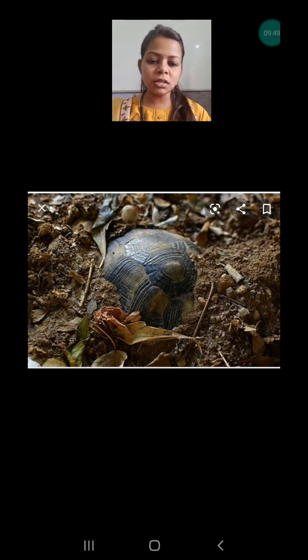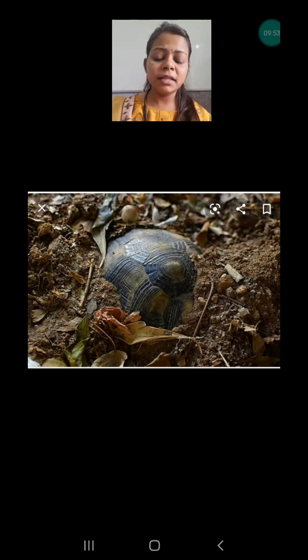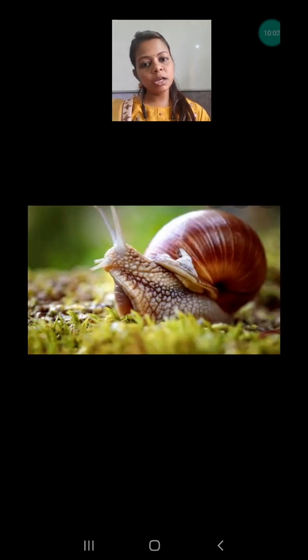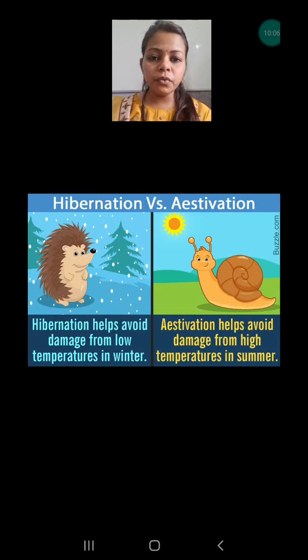Can you see this turtle? In this picture, this turtle has been shown. It is sleeping under the soil. This is the estivation period of the turtle, and the snail also shows estivation in the summer season. One more word is there, my dear, which is hibernation.